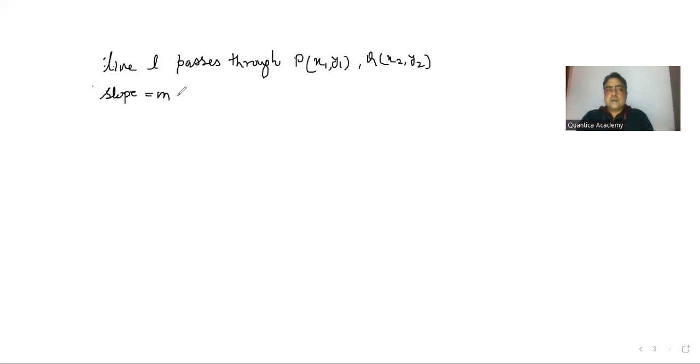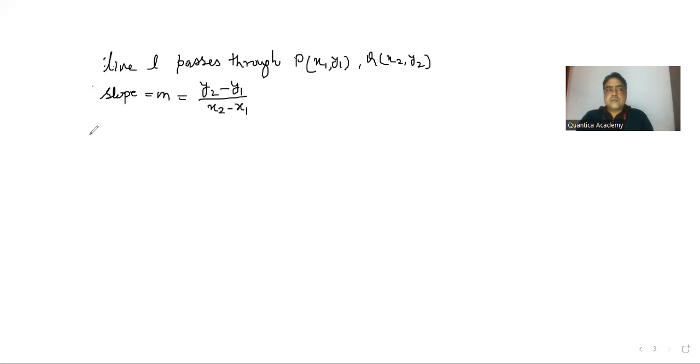What is the formula? Suppose a line L passes through 2 points, say point P, whose coordinates are x1 comma y1, and point Q, whose coordinates are x2 comma y2. Then what is the slope of this line? The slope of this line is governed by the formula y2 minus y1 over x2 minus x1.